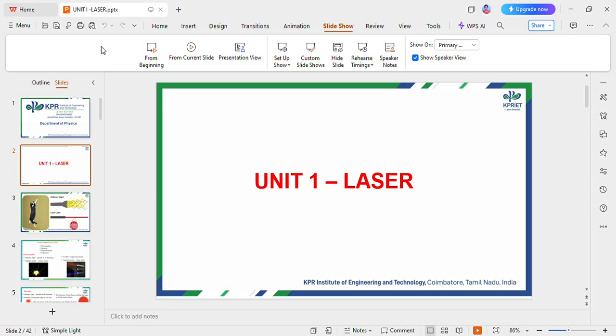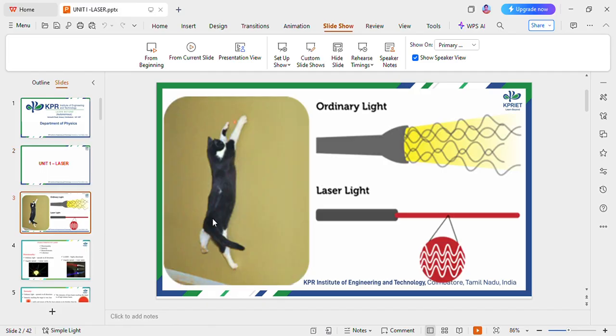Hello everyone. Today we are going to see about laser. First we will see what is the difference between ordinary light and laser light. As we know, ordinary light is a polychromatic light, less intense, and less directional. Whereas laser light is monochromatic, highly directional, very high intensity, and it is coherent too.